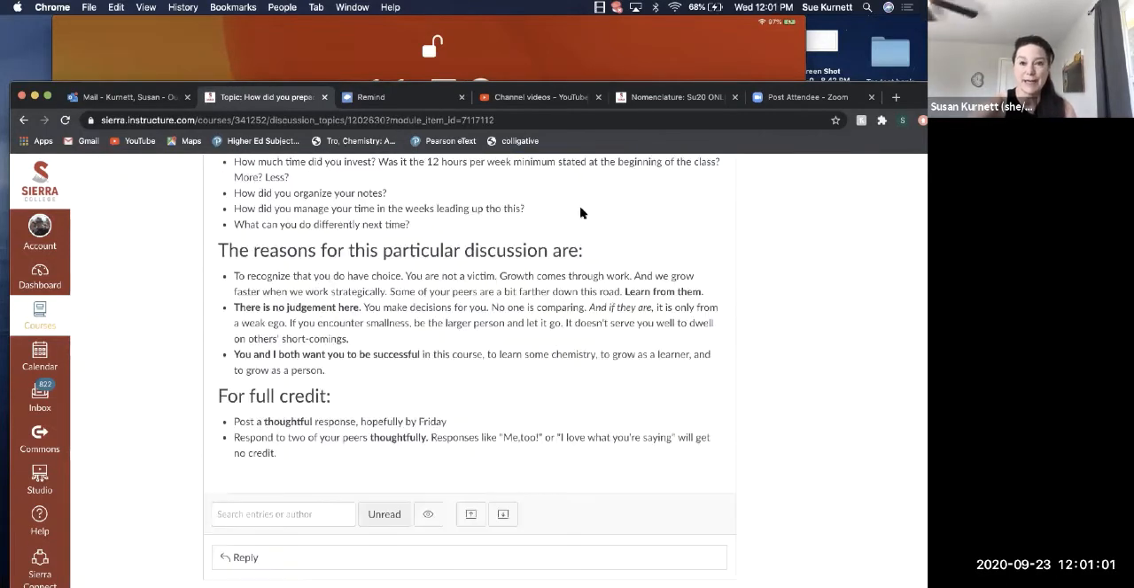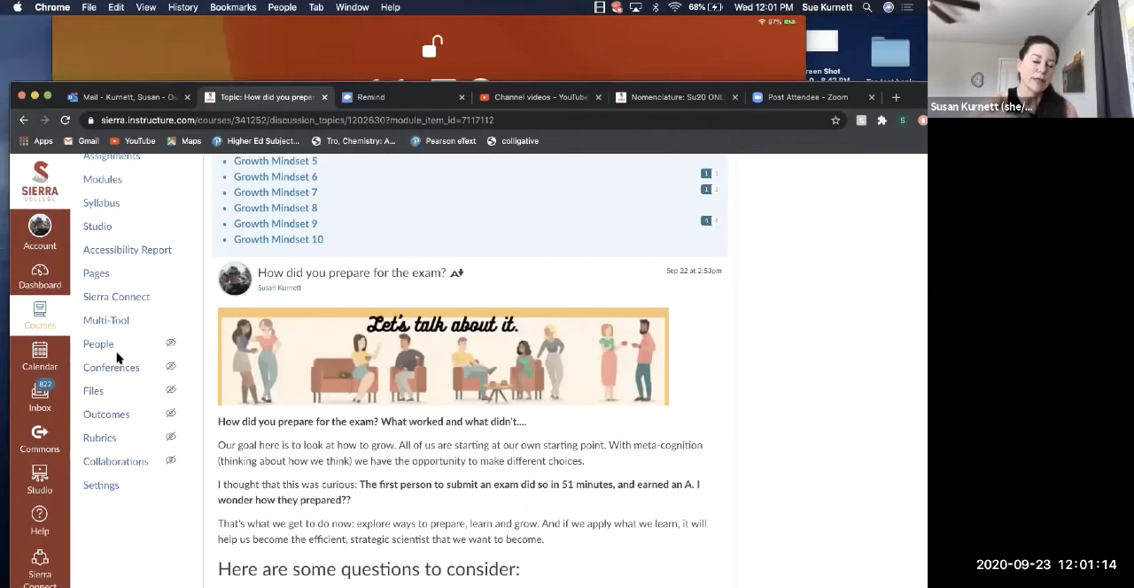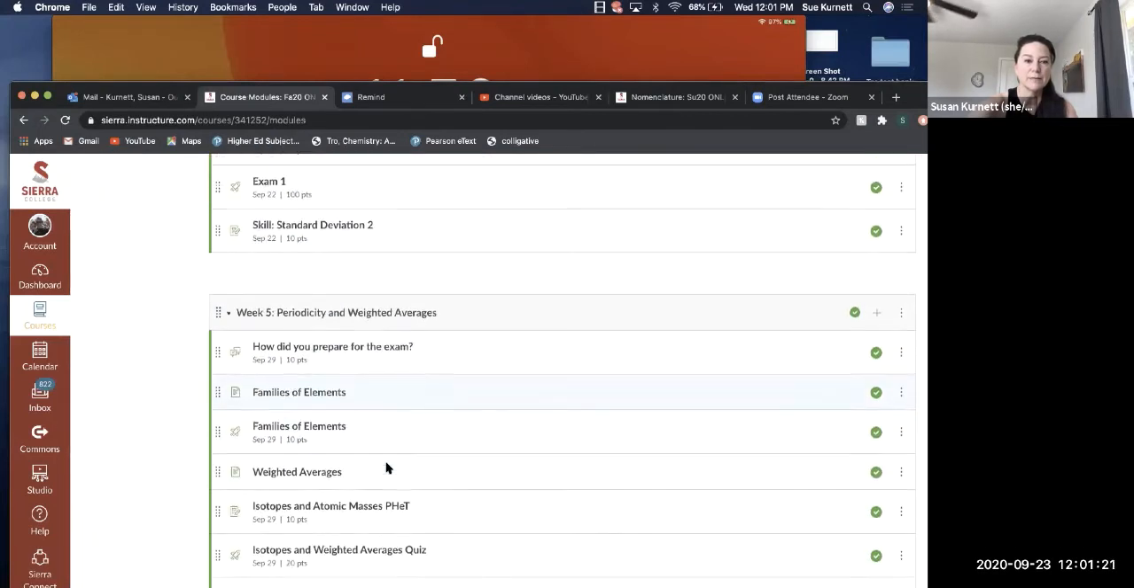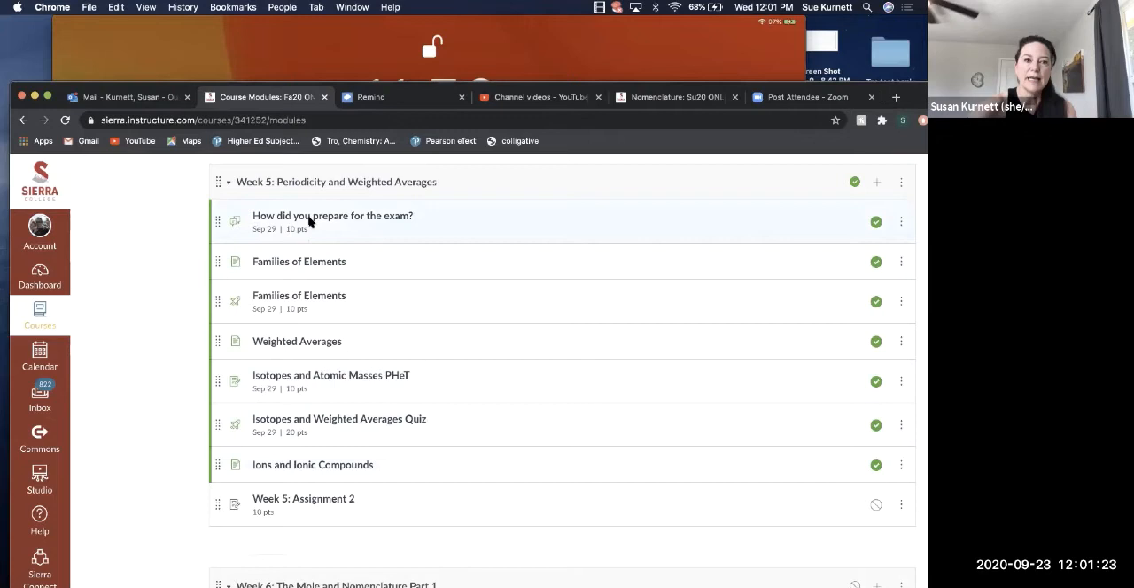Okay, so I'm going to go ahead and show you some things I have for you. Still letting the people in. Okay. So, you know, you can go through at the bottom where it says next and previous, but I'm just going to go to modules and look at week 5, which is the week that we're in. Periodicity has to do with the periodic table and some patterns that are there. And then weighted averages is the other topic this week. So I'm going to go down to ions and ionic compounds.